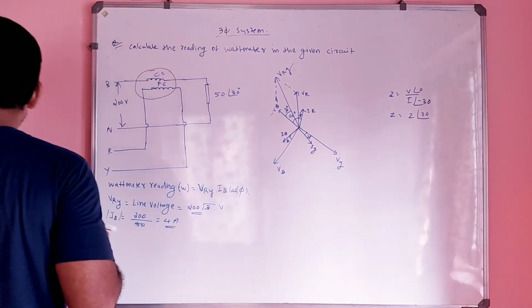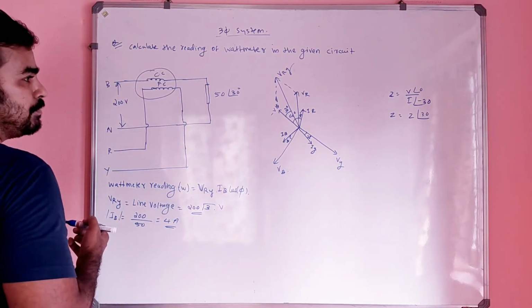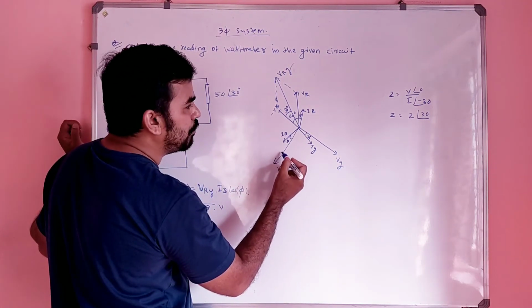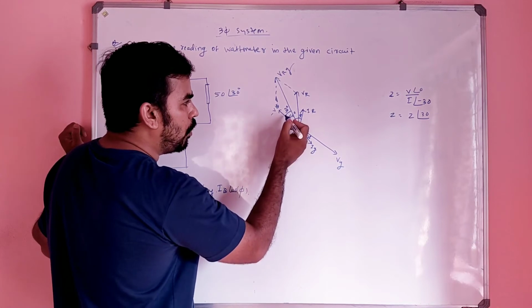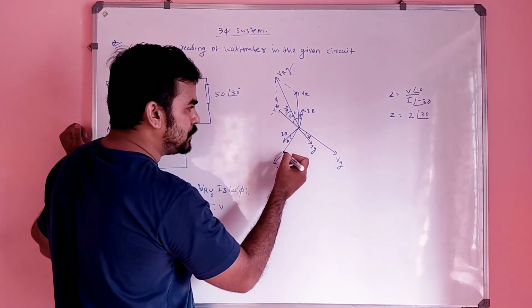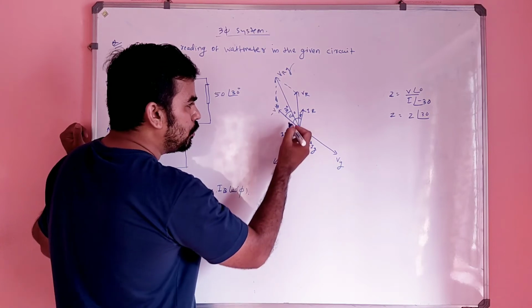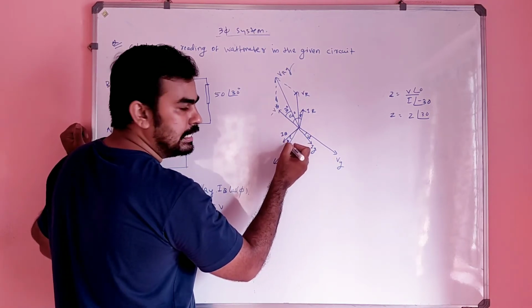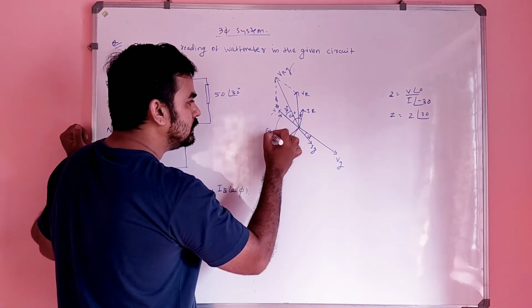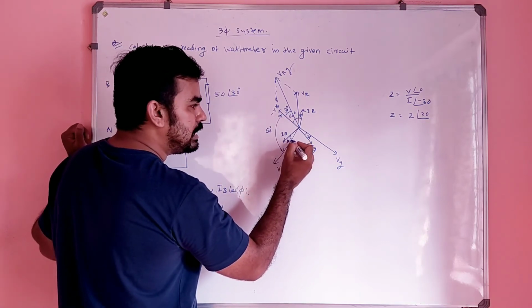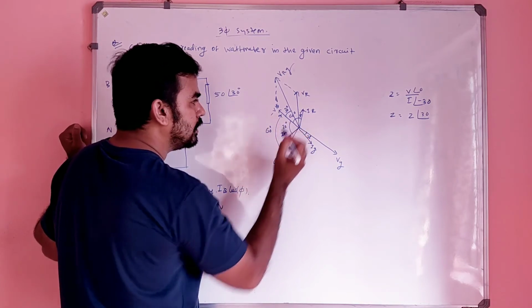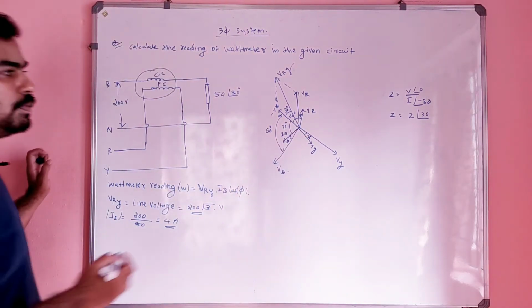See, what is the total angle here? The total of this much angle will be 60 degree, and up to this it is 30. Here to here it is 30, no? Then what will be this angle? This also is 30.